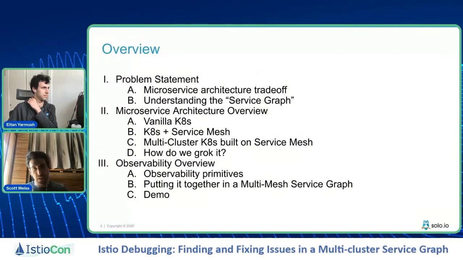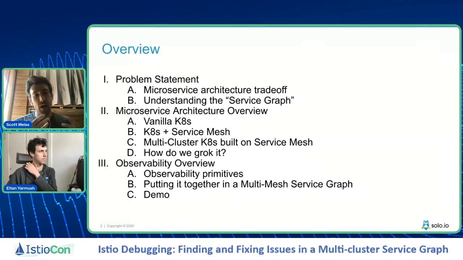So from a high level, this talk is going to go over a problem statement in which we'll describe some of the trade-offs that happen in a multi-service, microservice architecture, and how this creates what we call a service graph as a concept that we can then expand and understand how in a Kubernetes environment, the service graph is represented, how service mesh then plays into that. And then in a multi-cluster environment, when you have many moving pieces, how do we grok it? How do we understand this? Finally, we'll show an overview about observability and the tools that service mesh gives us to actually understand this and how we bring it together in a multi-mesh environment.